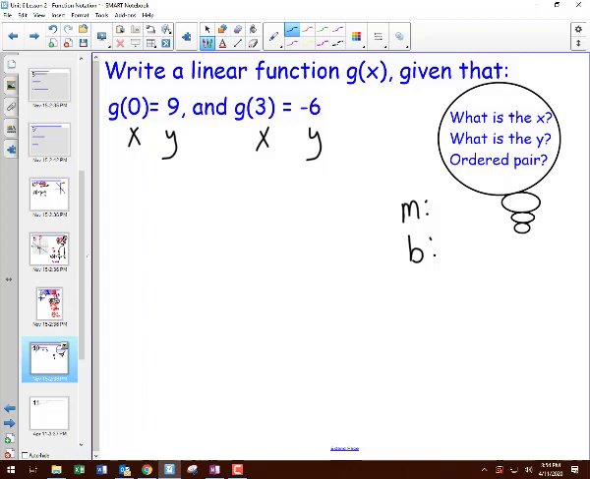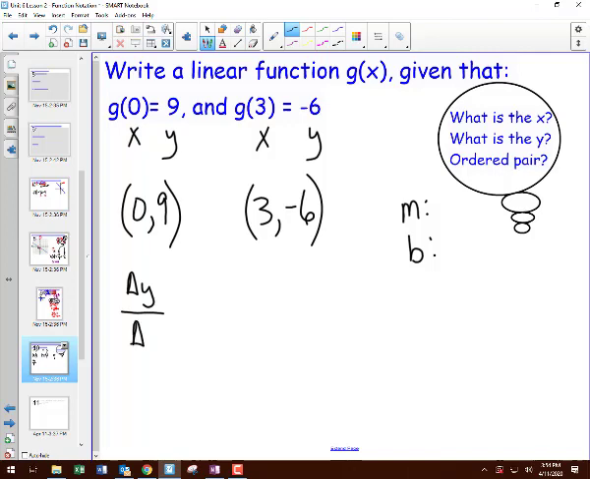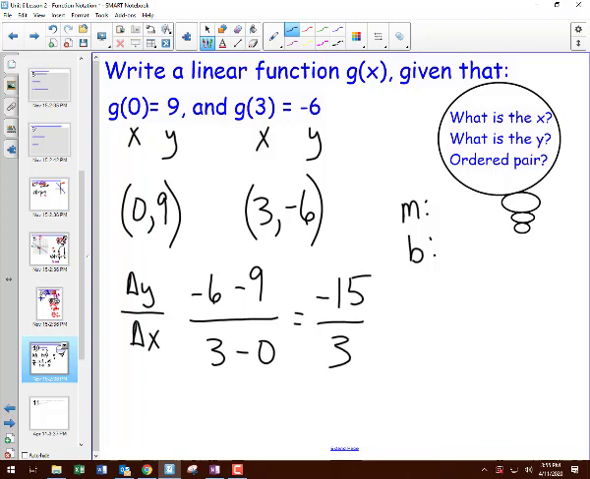Okay, so let me rewrite this as ordered pairs. It's the same thing. Once upon a time, you were given two ordered pairs, (0, 9) and (3, negative 6). If you were asked to find slope of that, we would go change of the y's over the change of your x's. So what I might do here is I might go negative 6 minus 9 over 3 minus 0. And that should equal negative 15 over 3.